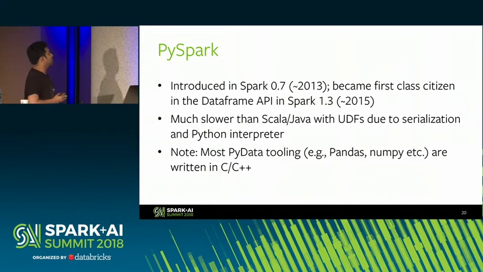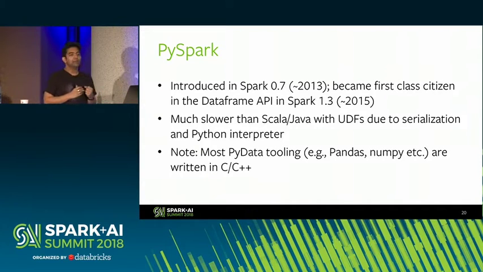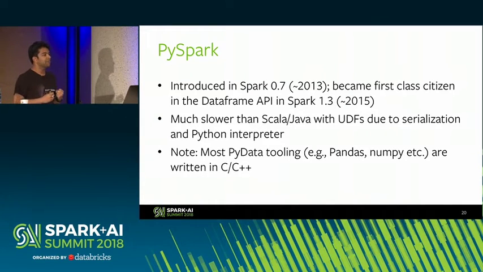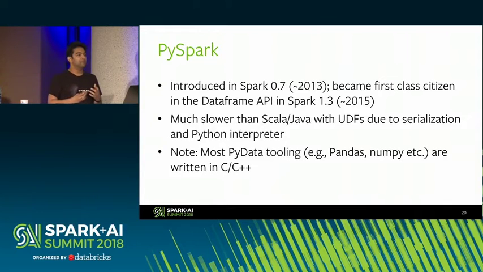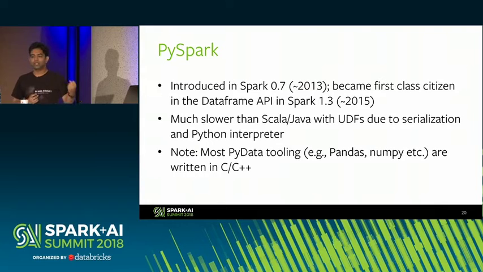So PySpark was introduced in Spark 0.7 nearly 5 years ago. And then it became a first-class citizen in the DataFrame API in Spark around 2015. Now, if you've ever worked with UDFs in Python, one of the unfortunate things that you might have noticed is that these UDFs are actually much slower than their Java or Scala counterparts.